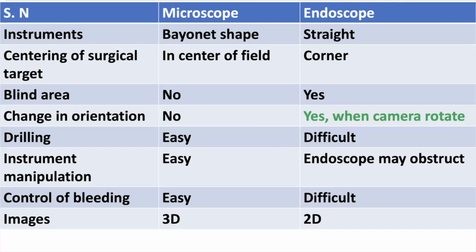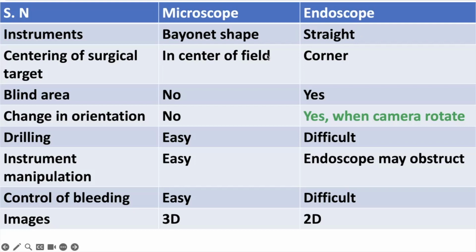The microscopic techniques are different from endoscopic technique. In microscopy, you need bayonet shape instruments. The surgical field should be at the center. There is no blind area. There is no change in the orientation. The drilling is easy. The instrument manipulation is also easy. Control of bleeding is easy. Images are 3D. As against this, in endoscopy, the instrument should be straight.